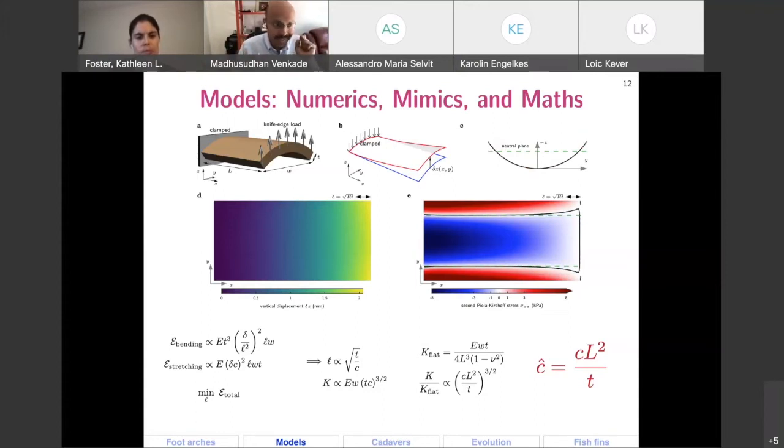The first hint that that's not the case comes up when you apply a total displacement on one edge, hold the other edge clamped, and look at the distribution of displacements.